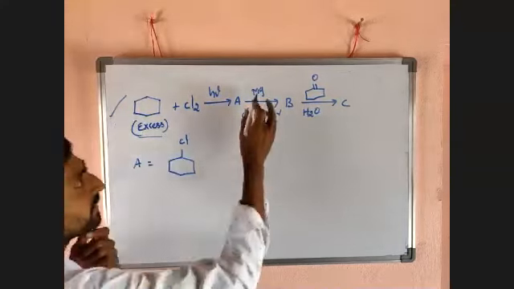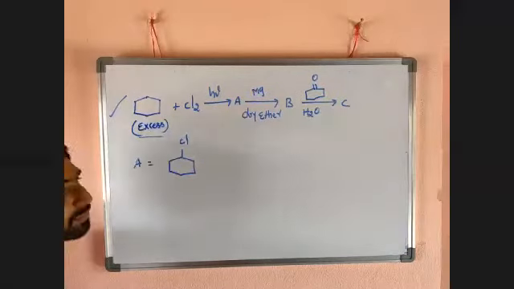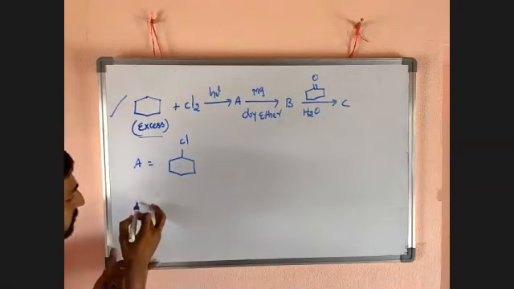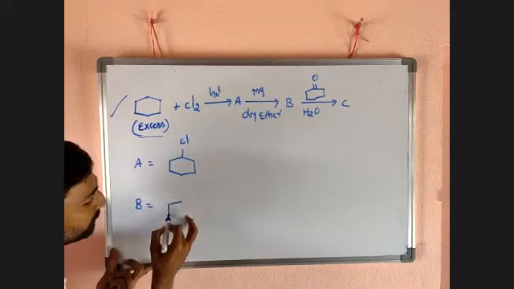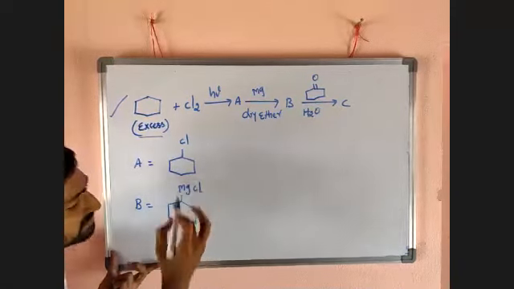Next, magnesium in the presence of dry ether is nothing but Grignard reagent preparation. Mg is inserted in between this carbon and Cl. So B will convert into MgCl.